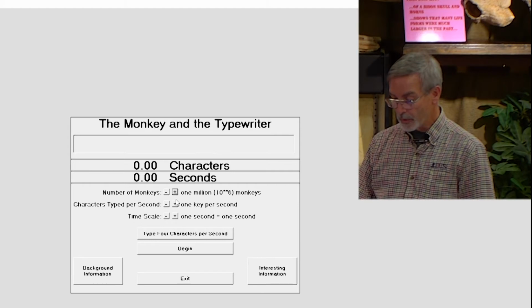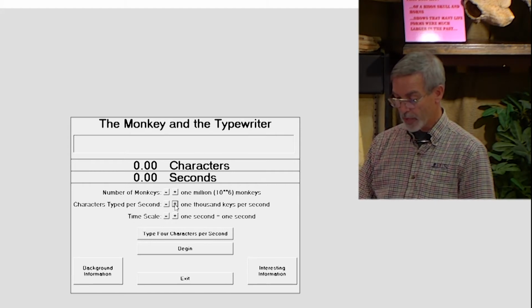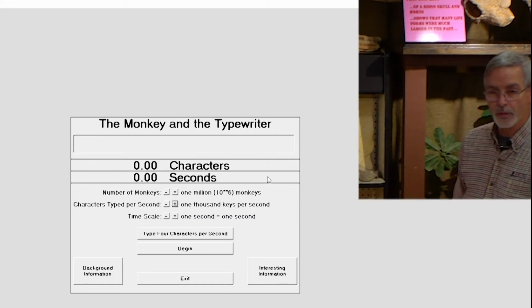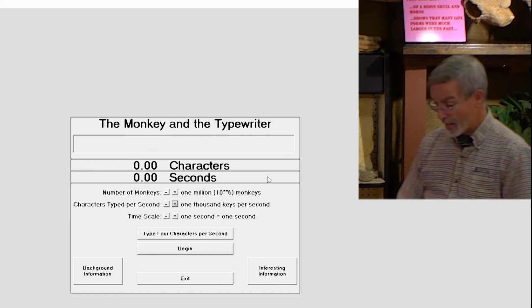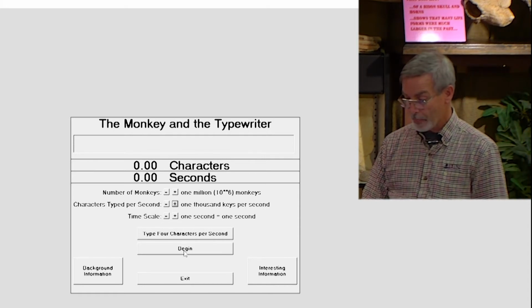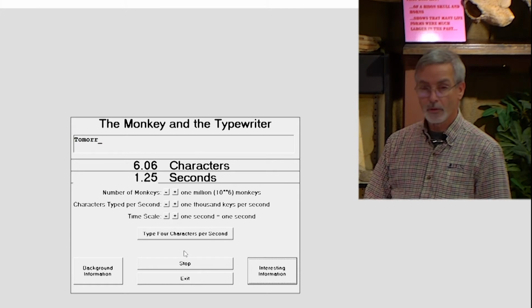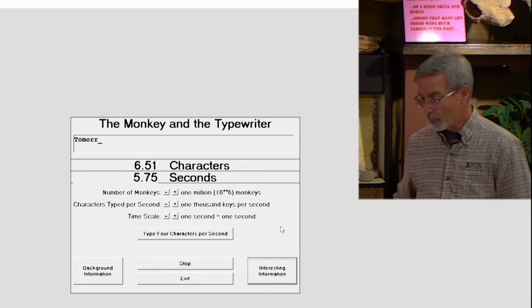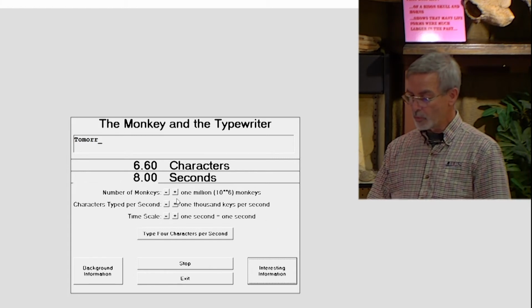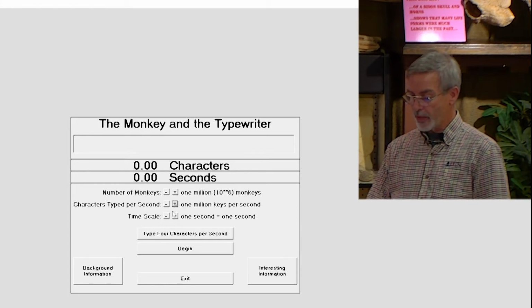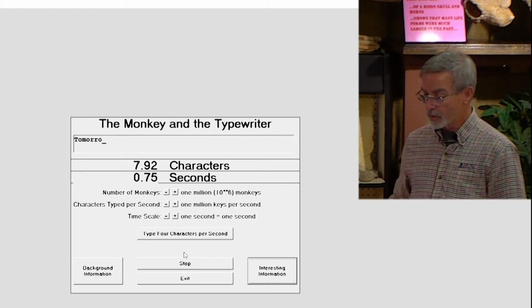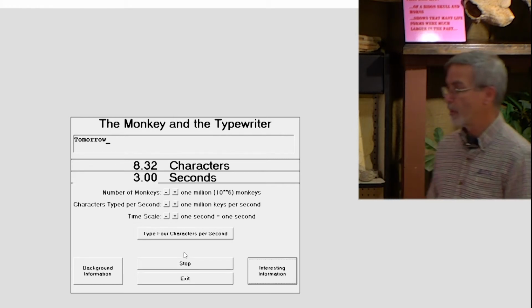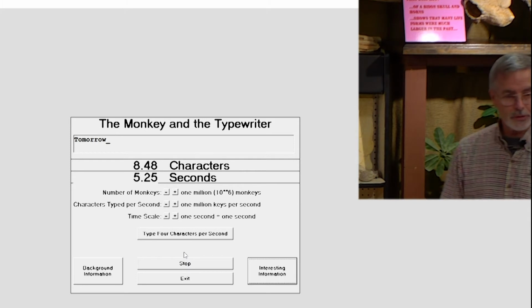Anyone want to make a guess at how many characters it will type out if 1,000,000 monkeys are typing, let's make it 1,000 characters per second? It's not very many. I'll start it out here. Begin. Tomorrow. That's what you get. With 1,000,000 monkeys typing 1,000 keys per second, well, we'll go up one more, 1,000,000 keys per second. Now we're doing more than we were doing before. We get tomorrow, we get another little O and a W. You see how paltry that is?